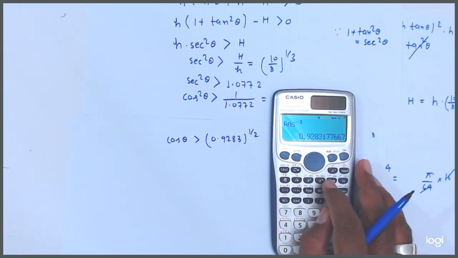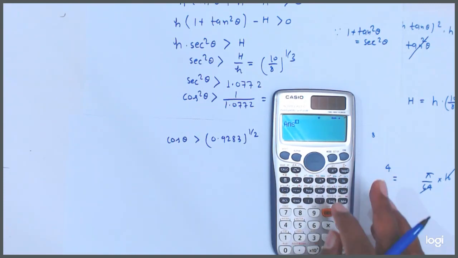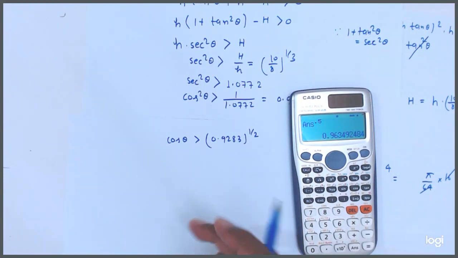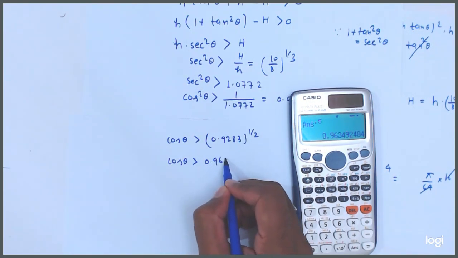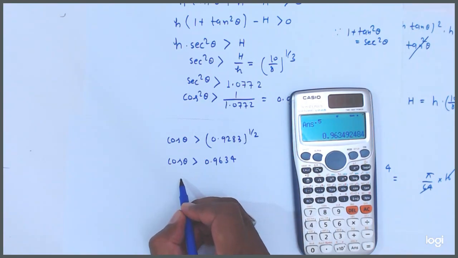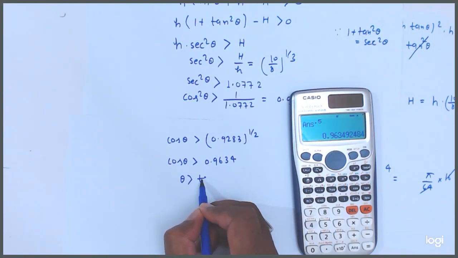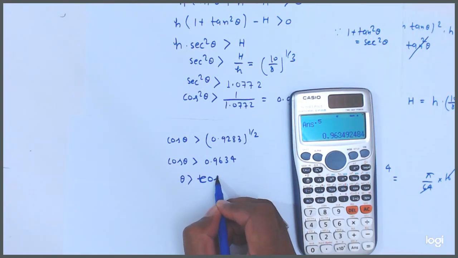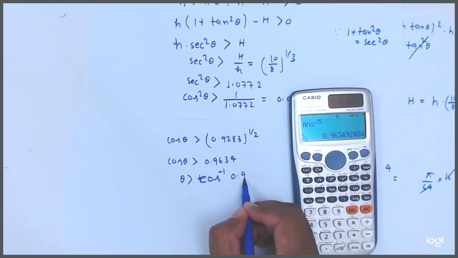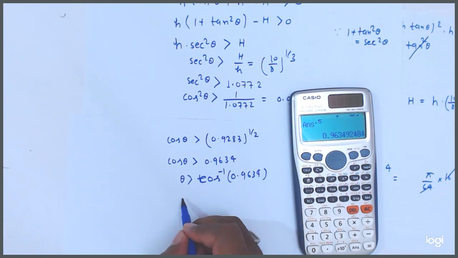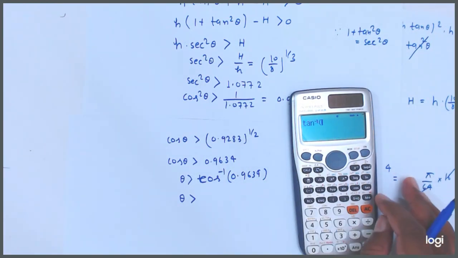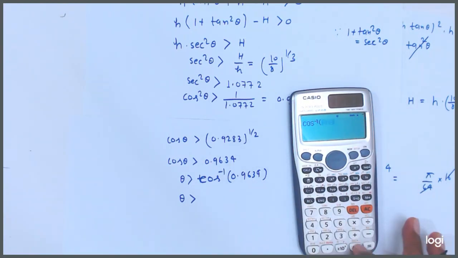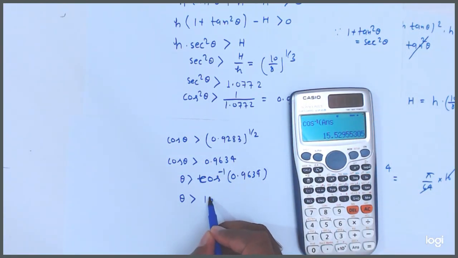It's a little bit tedious friends, but understand the concept here. So cos theta should be greater than 0.9634, and if you find theta, theta should be greater than cos inverse 0.9634. If you see the answer, it will come friends 15.529.